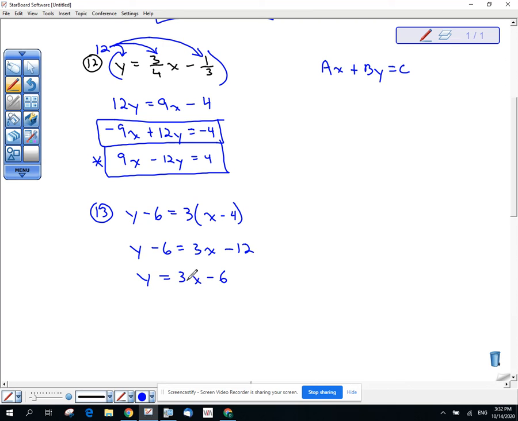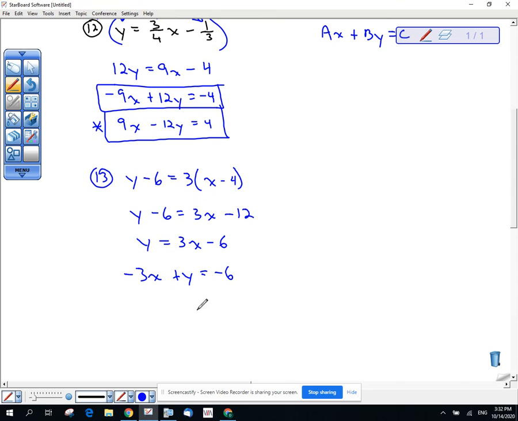And then the 3x is on the wrong side as well, so I will subtract 3x from both sides, and -3x plus y equals -6 is in standard form. By the way, if you wanted slope-intercept form, it would have been this one, right? But they wanted standard form, and incidentally, again, 3x minus y equals 6. Both of these are fine this year, okay?